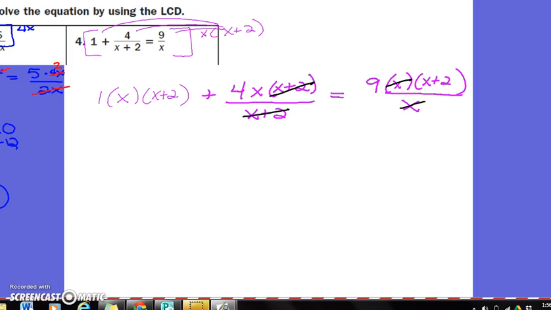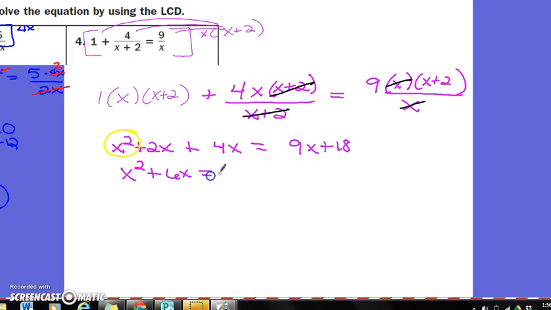Nothing cancels on the first fraction. So 1x distributed in gives me x squared plus 2x. Plus, here we just have a 4x equals 9 distributed in gives me 9x plus 18. Again, if you see that there is right here an x squared, we're going to have a quadratic. You're going to have to bring everything over, set it equal to 0. So let's just collect like terms first. X squared plus 6x equals 9x plus 18.